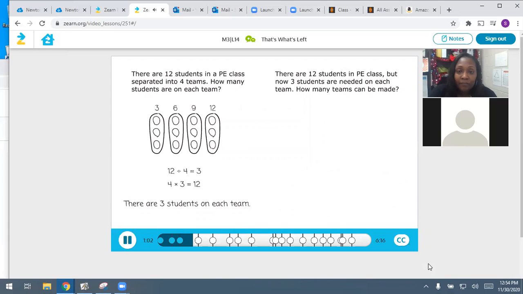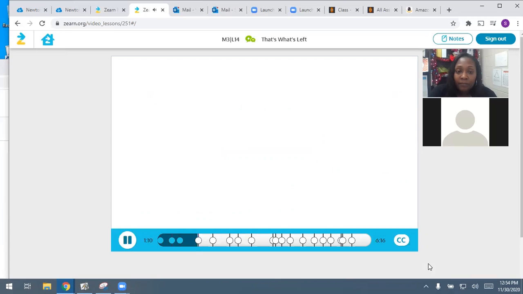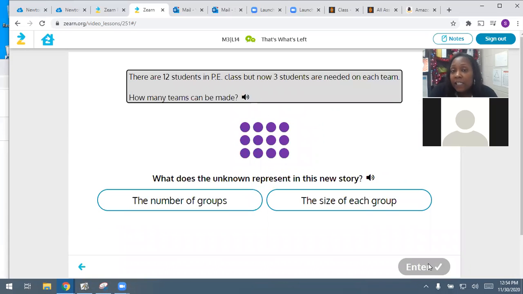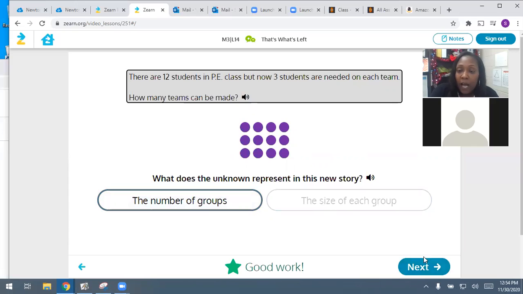Let's revise the story. There are 12 students in PE class, but now 3 students are needed on each team. How many teams can be made? Okay, friends, this time there are 12 students, but now 3 students are needed on each team. How many teams can be made? Now we know how many students need to be on each team, which means what do we need to find? Because we now know the size of the group, we are now looking for the number of groups. That's what we need to find now. How many groups will we have?